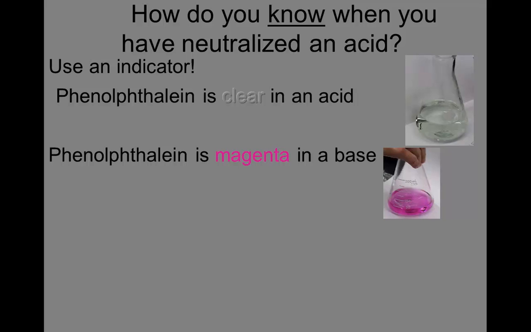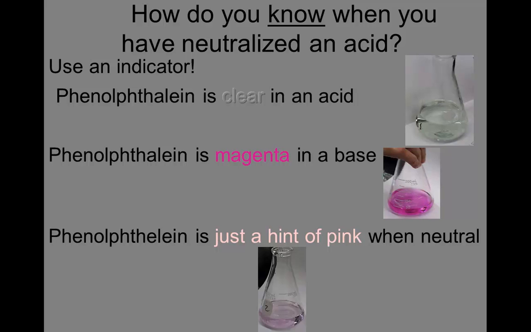So what color will this phenolphthalein be then if it's not an acid or a base? It's actually going to be halfway in between the two, not clear, not magenta. It's going to be just a hint of pink. And that's one of the first issues we are going to be having in our titration, is we are going to be mixing our acid and base together in the presence of phenolphthalein, and we're going to need to do it very, very carefully, drop by drop, so that we get just a hint of pink when we do that.